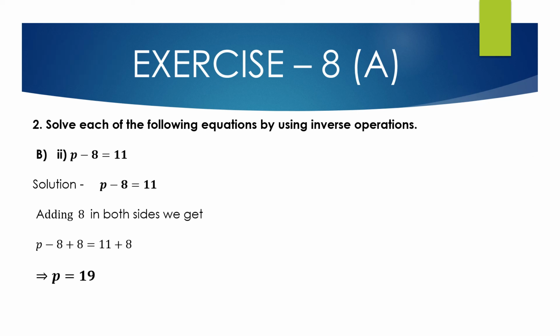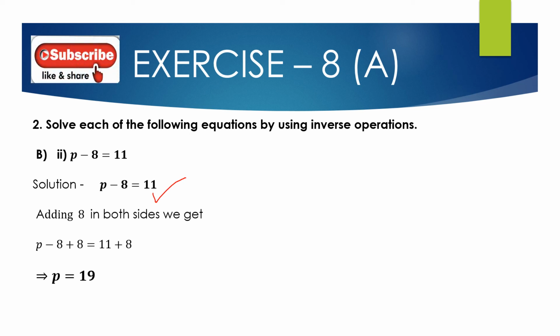Now we solve question number second bit. p minus 8 equal to 11. This is the equation given and we have to solve for the value of the variable p. Adding 8 to both sides of this equation, we get p minus 8 plus 8 equal to 11 plus 8. Minus 8 and plus 8 will be cancelled. Now we get p equal to 11 plus 8 is 19. p is 19.